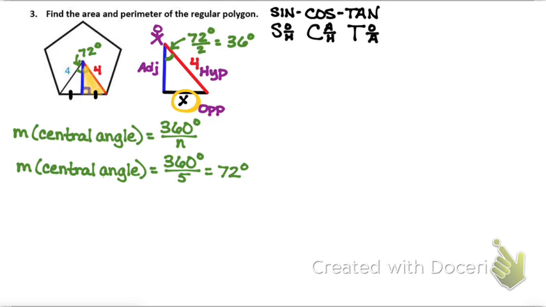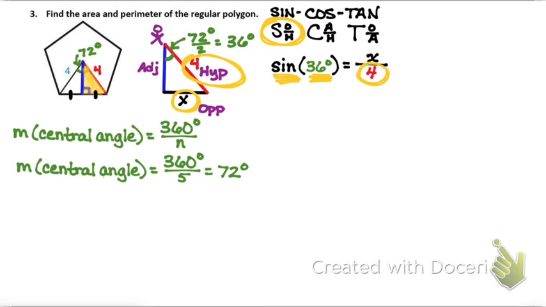Now, if we want to find that opposite side, and the only other side that we know is the hypotenuse, we are going to have to use sine in order to do that. So I've gone ahead and set up our sine equation. We have sine of the angle where we're standing, 36 degrees, equals the opposite side, X, over our hypotenuse of 4. The next thing we need to do is to get rid of this 4 in our denominator.